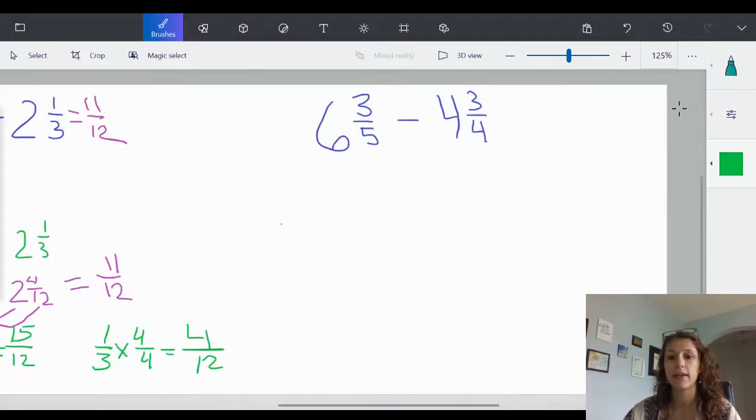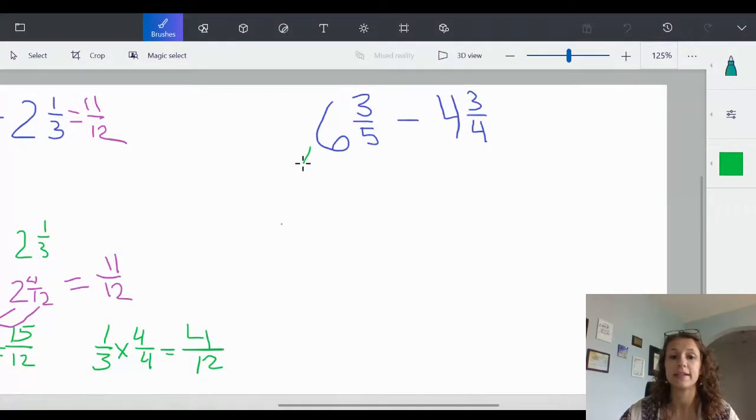Let's do that process again for this problem. 6 3/5 take away 4 3/4. Again, I notice that I have my same numerator. Fifths are a smaller unit than fourths when I'm working with my same whole. So I know that there's not going to be enough, at this point in our 5th grade career, to go ahead and subtract 3/4 from 3/5.